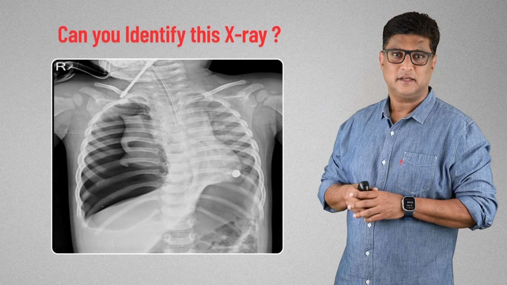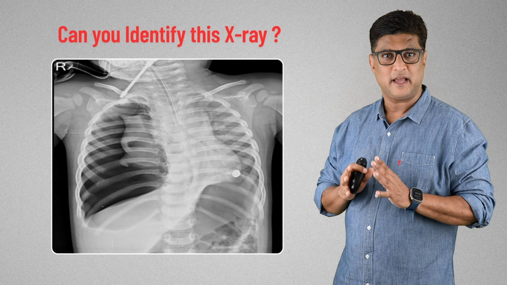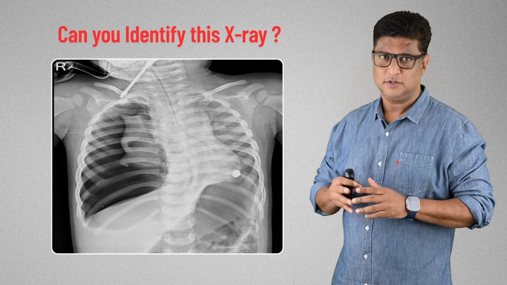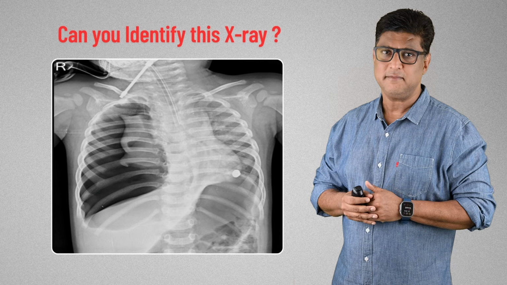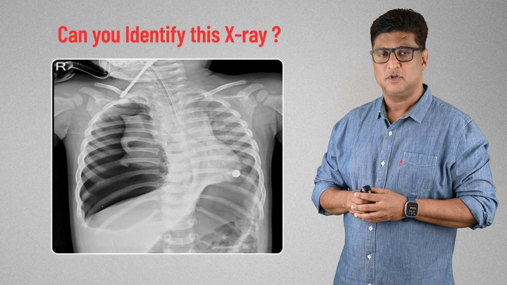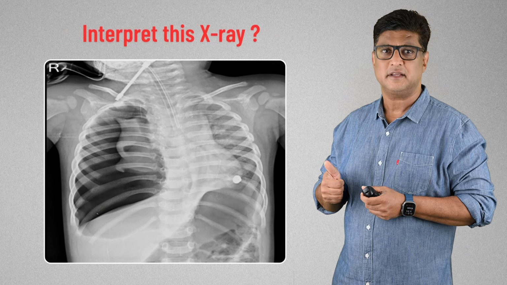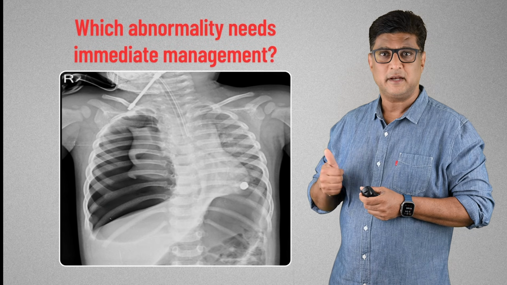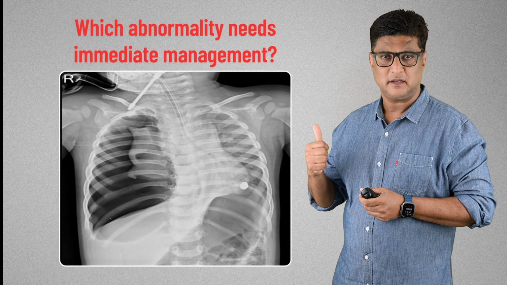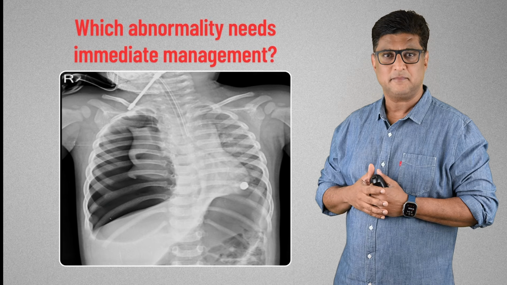The X-ray that is shown in my background is the X-ray that you will have on your Viva table during the later half of your exam, that is table Viva. Normally the questions that are asked is to interpret this X-ray. What is the abnormality that needs to be treated immediately in this particular X-ray?